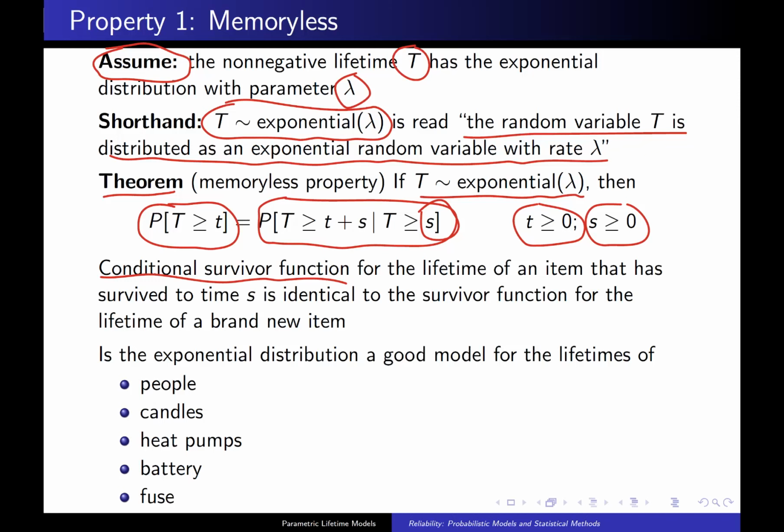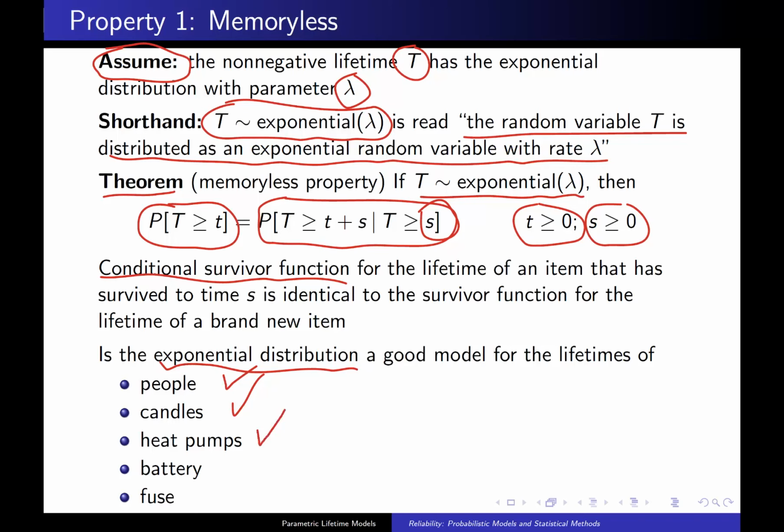So from that thinking, you could ask the question, is the exponential distribution a good model for people? Do people not age? No, of course they do age, and as you get older, you are more susceptible to disease. How about for a candle? Would you trade in a brand new candle for a used candle? No, that used candle might be just a little bit of a stub. You would take the new candle.